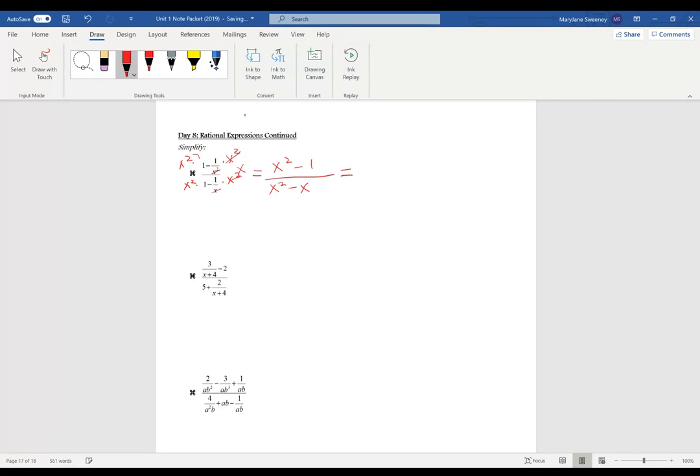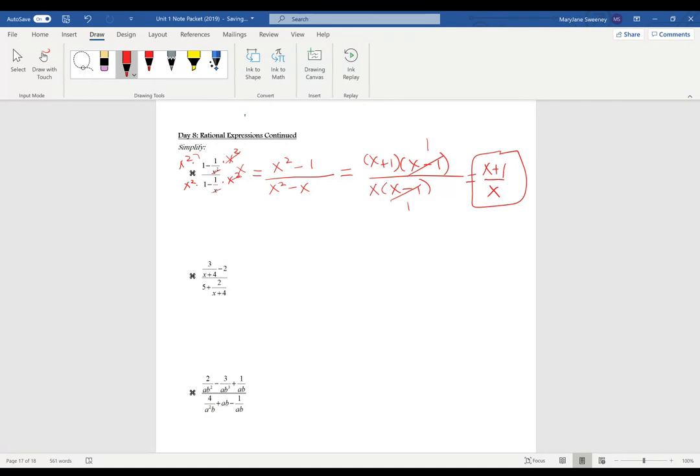And then as we looked at yesterday, the way you reduce the fraction is you have to have factors. So x plus 1, x minus 1, the top is a difference of 2 perfect squares. The bottom is just a GCF. Pull out the x. X minus 1 on the top cancels with x minus 1 on the bottom. And we get x plus 1 over x.